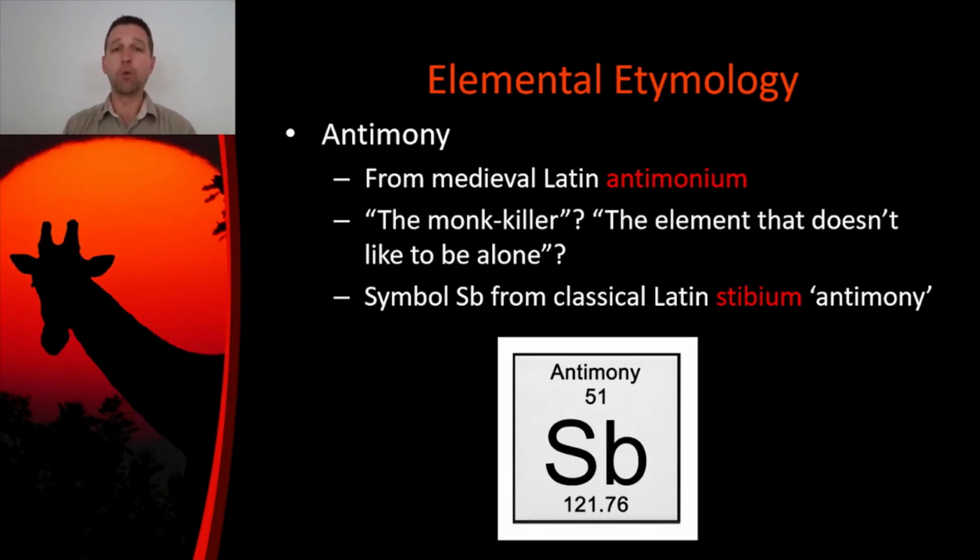By the way, the Romans and the Greeks probably got this word from Egypt. This was probably originally another Egyptian word, not our word antimony, but those classical words like stibium probably come from Egypt, and they are ultimately the source of that chemical symbol Sb.